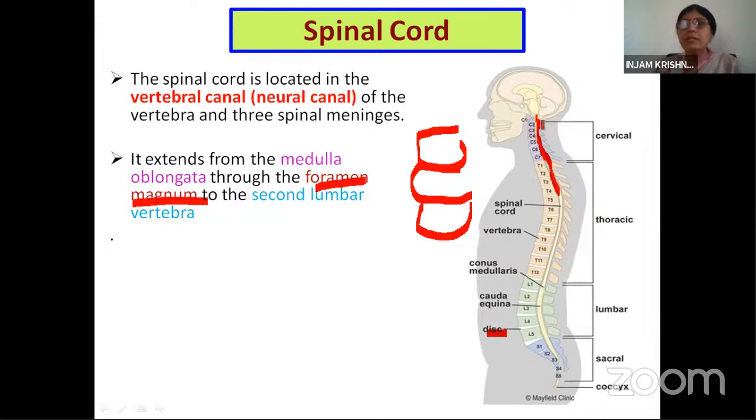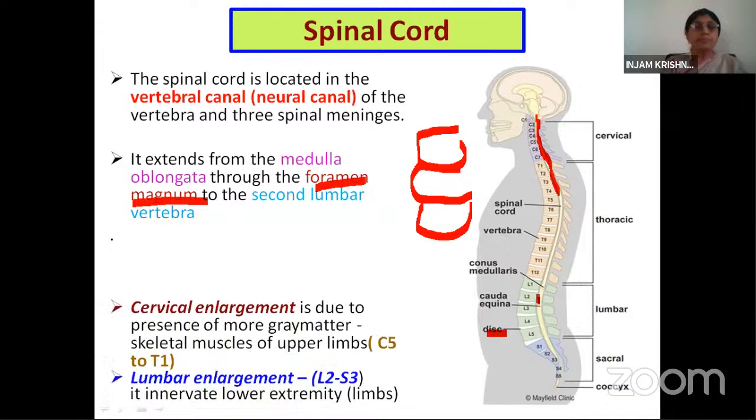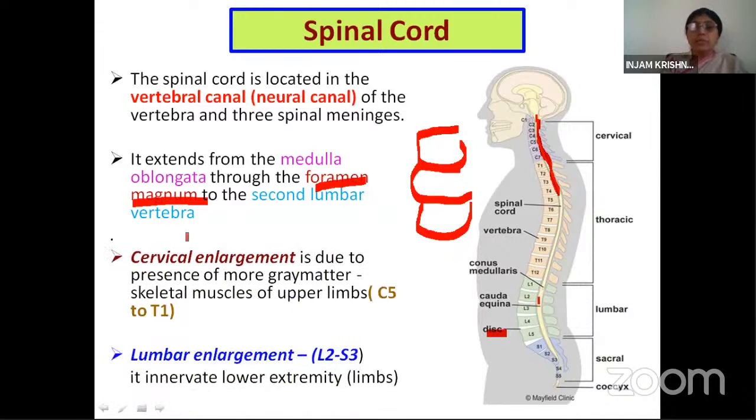So through it, it extends as the spinal cord up to the second lumbar vertebra. Second lumbar vertebra, it is the second one. Up to here only, not up to the coccyx. Up to here only, the spinal cord ended. Yes? Okay, later we will discuss it in detail.